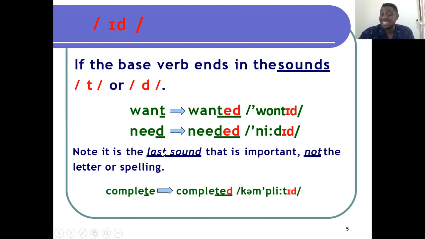Note, it is the last sound that is important and not the letter or spelling. Like if you see down here, you see complete. The last sound is t. The general rule for past tense is we just add d to the e. So it's completed. I hope you understand that.